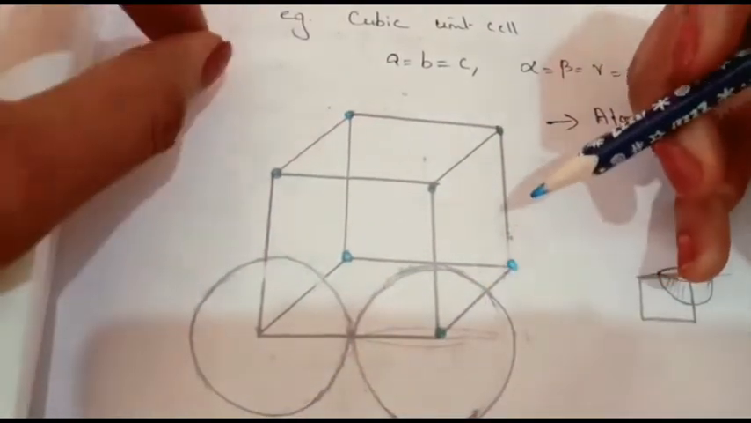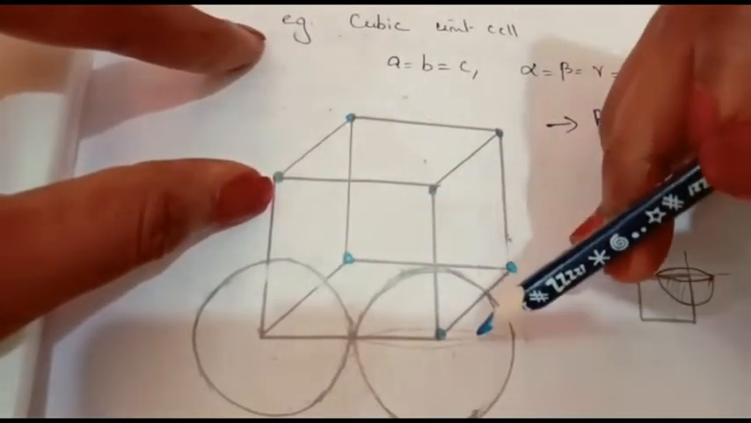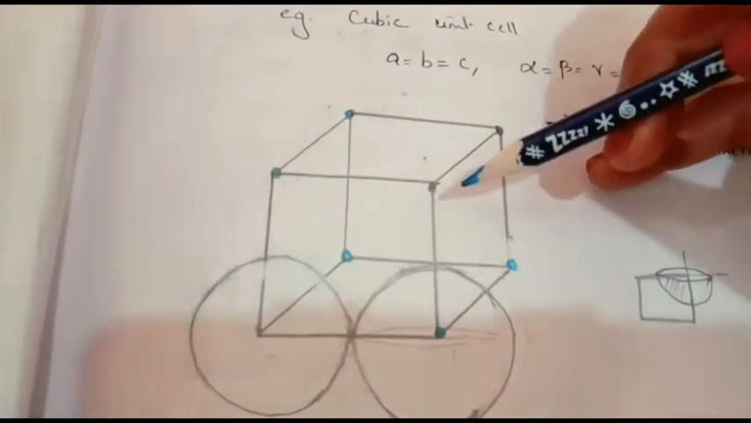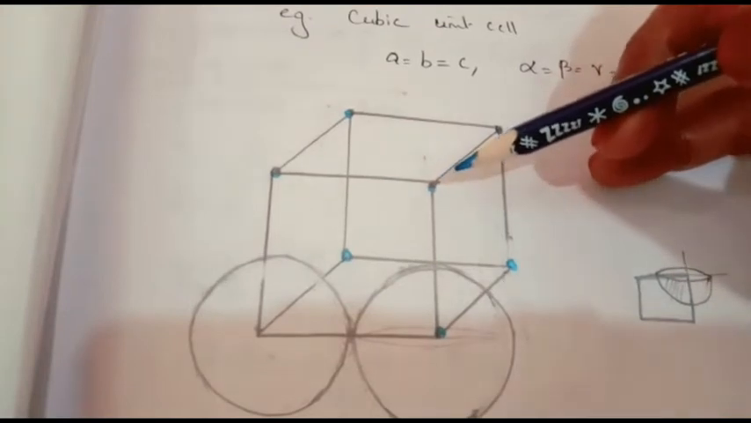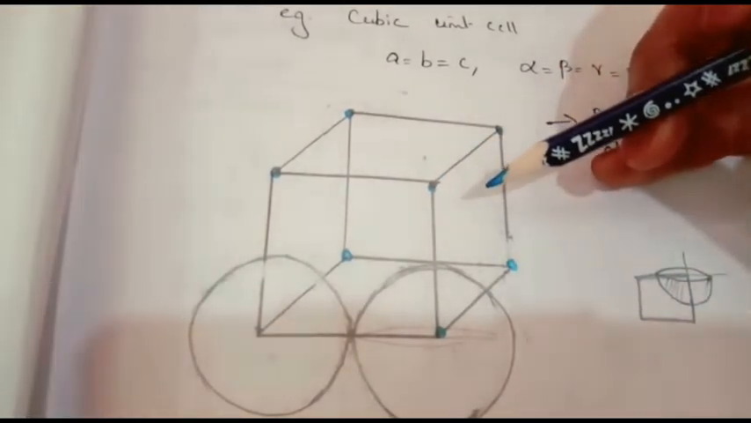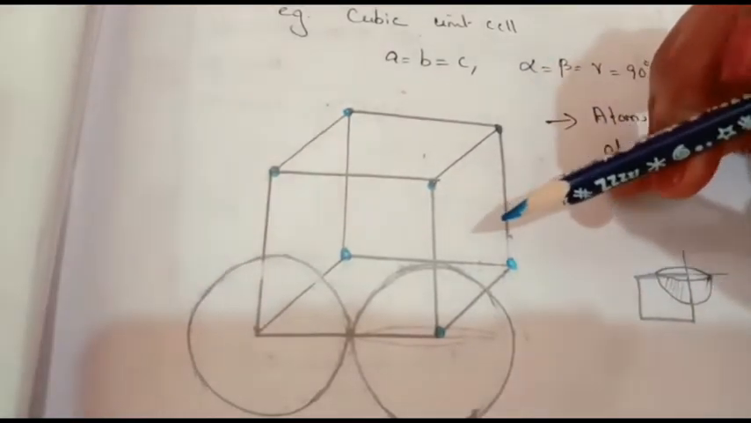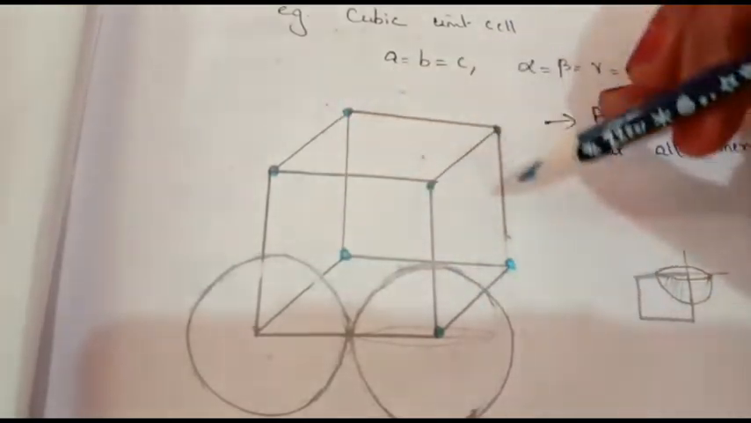Now we will determine the number of atoms per unit cell. This is a representation of a unit cell. In a crystal there will not be only one cube. It will have an infinite number, n number of cubes. So this is a unit cell. Now we will determine the number of atoms present inside this cube.